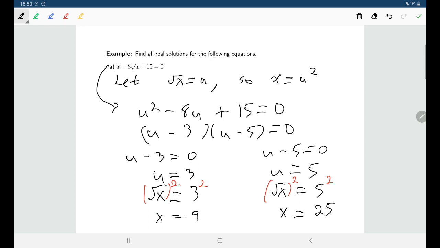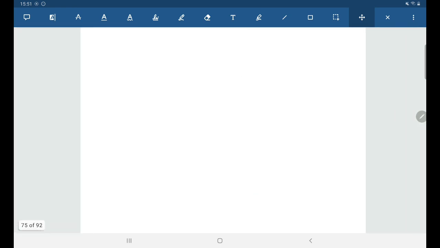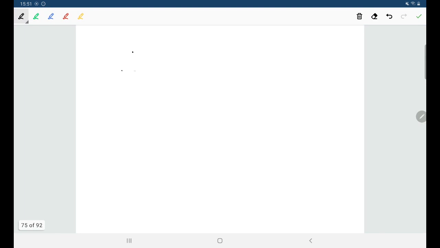I'll leave it for you as an exercise to check that 9 satisfies the original equation and that 25 satisfies the original equation. I did my checking before making the video, and I feel confident in my answers, but I'll leave it for you as an exercise to check those solutions. So my solution set contains just the values of 9 and 25.